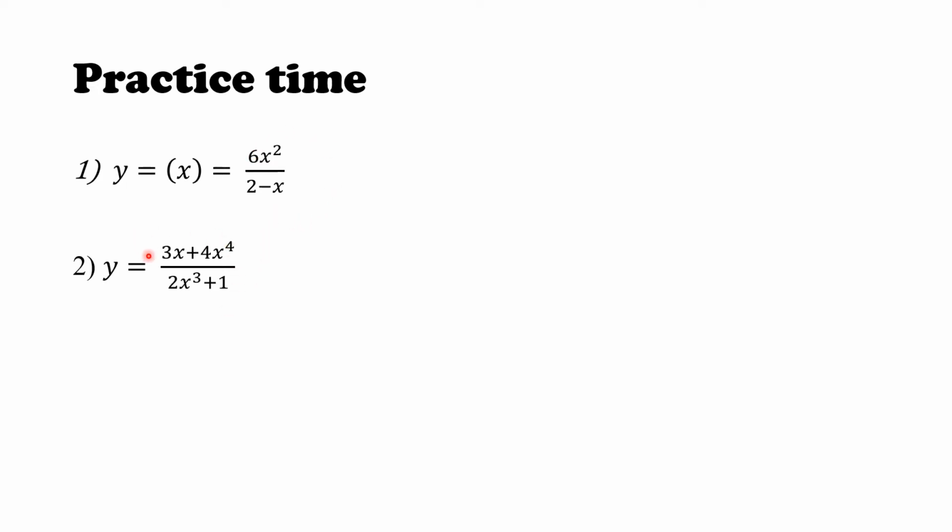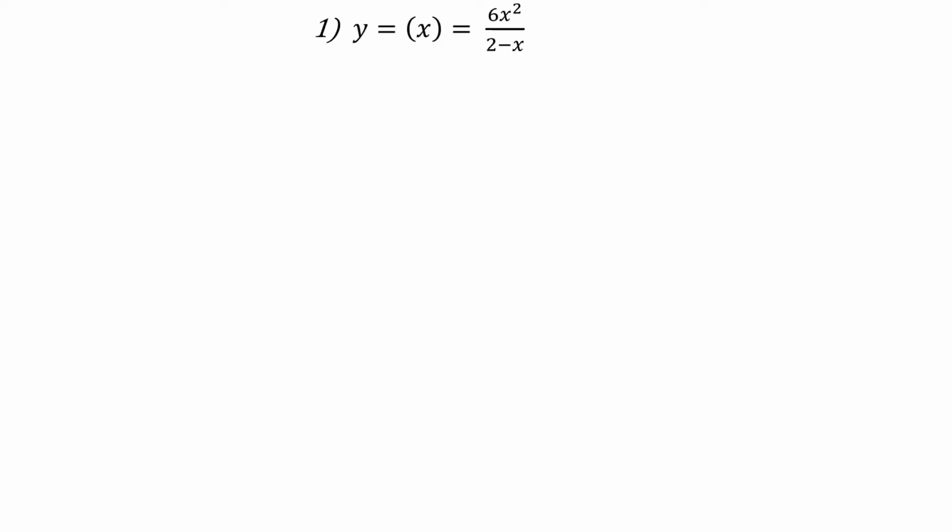And here we have another function, number 2, y is equal to 3x plus 4x to the fourth, divided by 2x cubed plus 1, a function over a function. So again, if you think you grasp the concept, you could pause the video here and attempt them on your own. If not, let's do them together. So let's try the first one first.